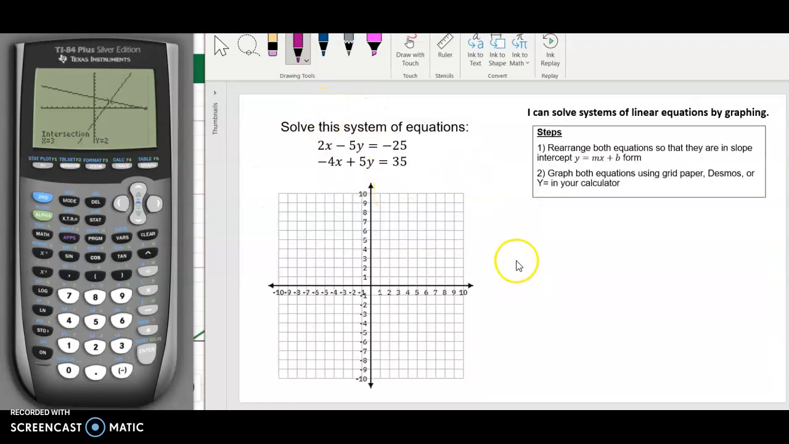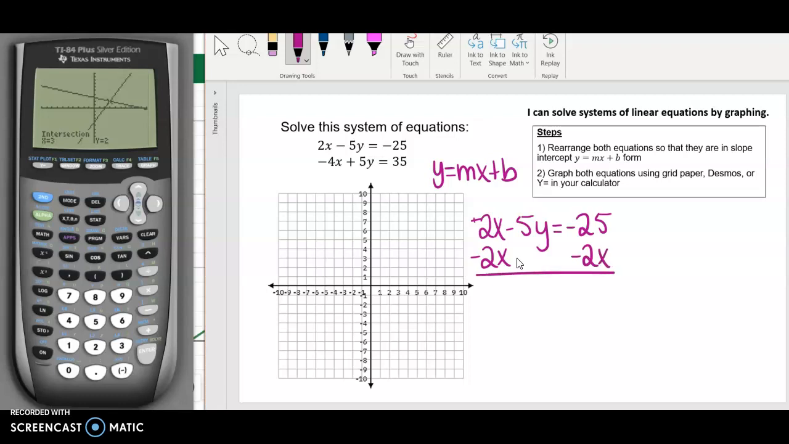So now let's try solving this system of equations. We have 2x minus 5y equals negative 25 and negative 4x plus 5y equals 35. So once again, I'm going to rearrange both of these equations into y equals mx plus b form. So I have 2x minus 5y equals negative 25. I'm going to start off by subtracting 2x from both sides. When I do that, these 2x's cancel, so I have negative 5y equals negative 2x minus 25.